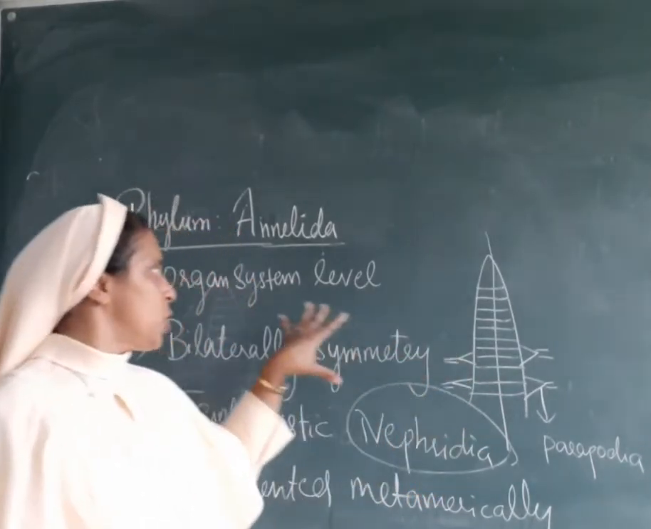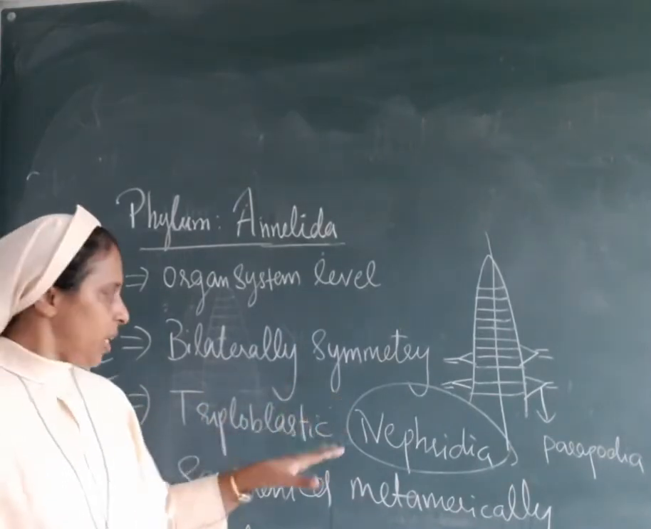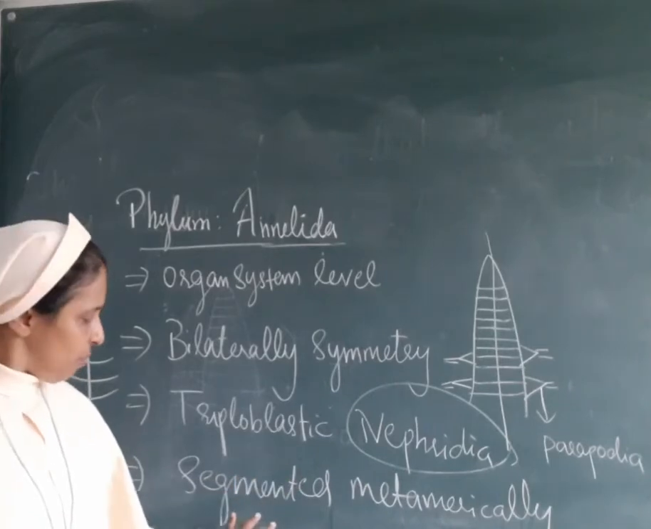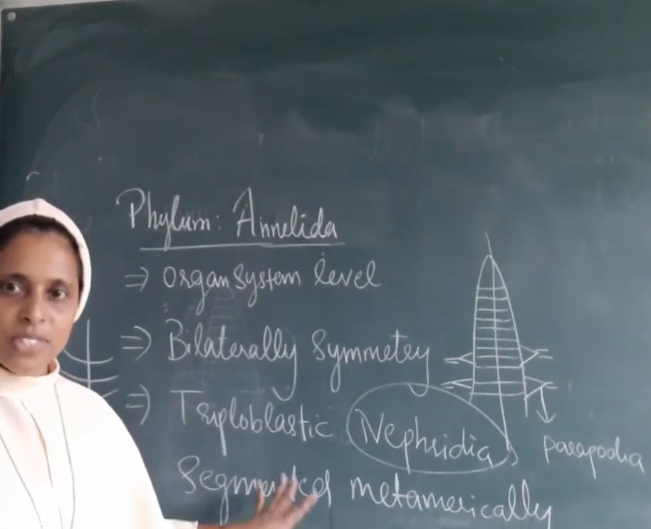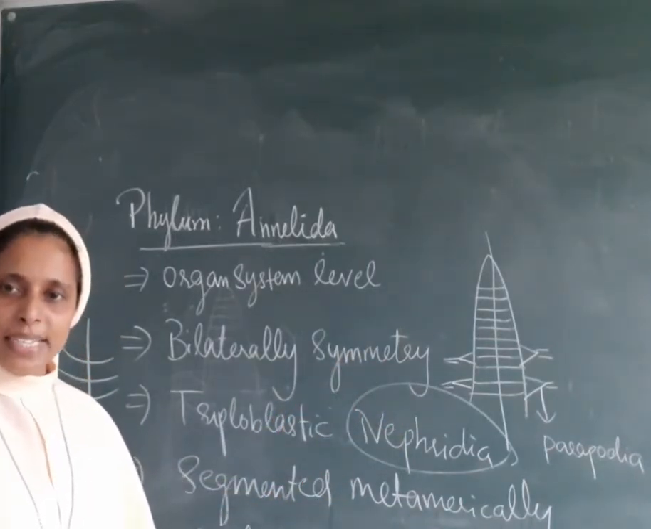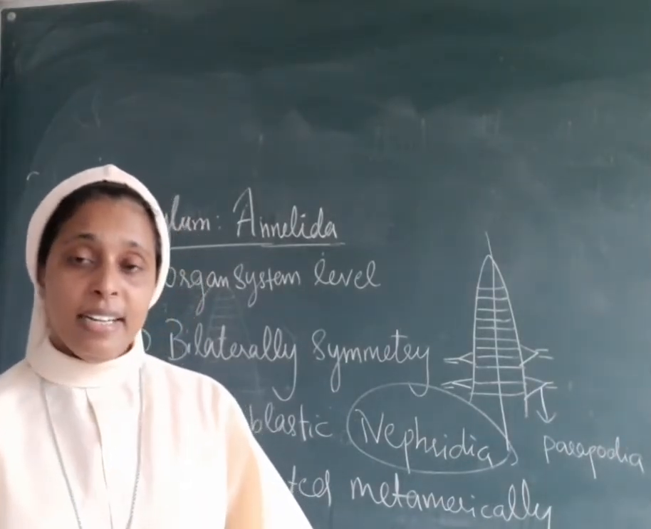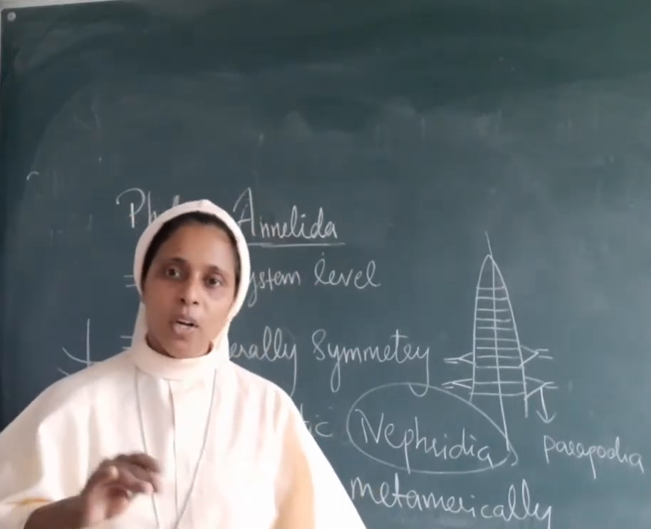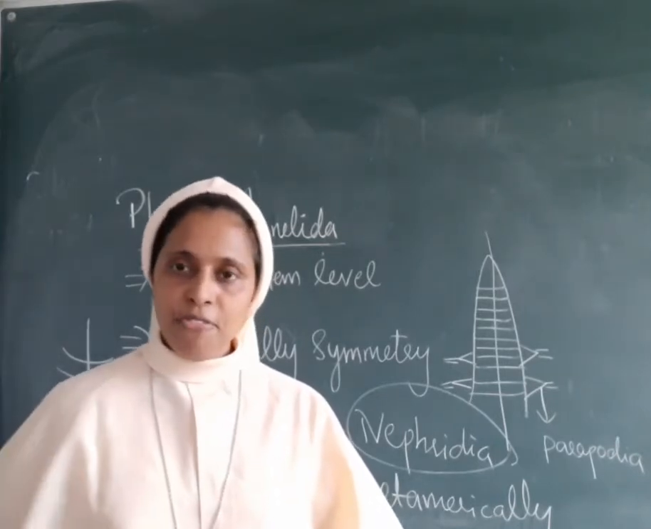So there is nothing much to learn about the organ system level of organization. Bilateral symmetry means the body is divided into two equal halves. Then triploblastic, three layers are found. Then segmentation, metamerism, is found all over the body. Then coelomate, that means a body cavity is present. Then we have learnt about nephridia, a special type of excretory organ, for osmoregulation.